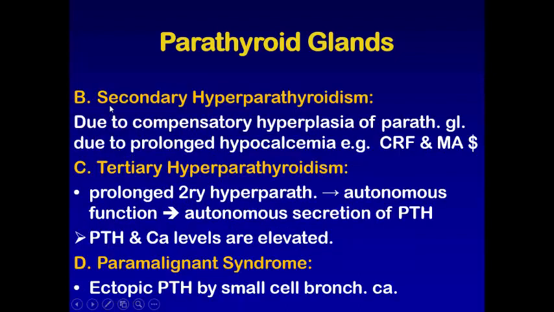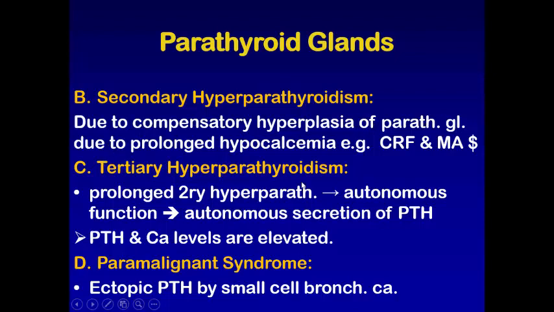Second type of hyperparathyroidism is secondary hyperparathyroidism. Here the hyperparathyroidism is due to compensatory hyperplasia of the parathyroid gland due to prolonged hypocalcemia that occurs after many causes like chronic renal failure or malabsorption syndrome. This results in hypocalcemia, and in response to this hypocalcemia, there will be compensatory hyperplasia of the parathyroid gland.